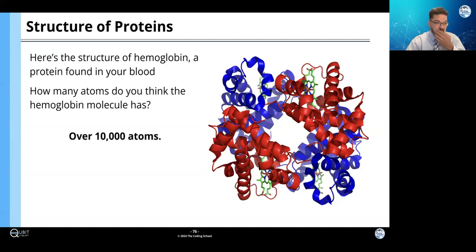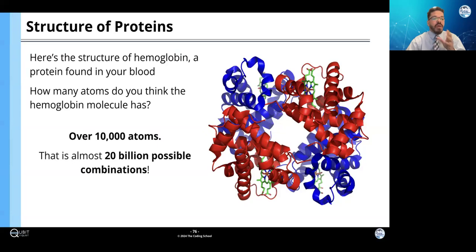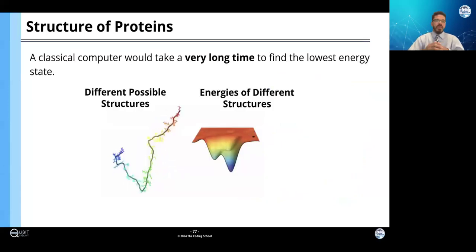Hemoglobin has over 10,000 atoms. That's not 10,000 electrons. That's 10,000 atoms. Almost 20 billion possible combinations of how I can arrange these things together. Each calculation is going to be pretty intensive because you have to think about the interactions between all these different atoms. So one of those 20 billions is going to be tough to calculate. A classical computer takes a very long time to find the lowest energy state.